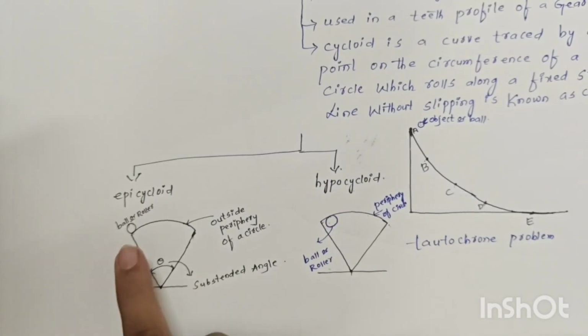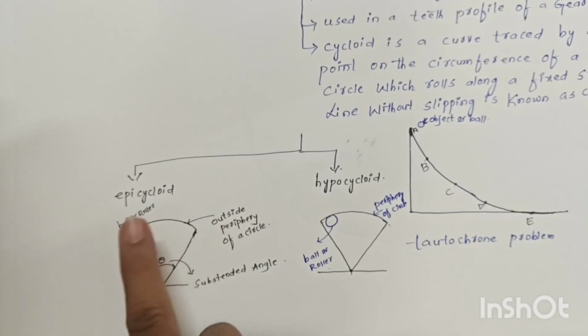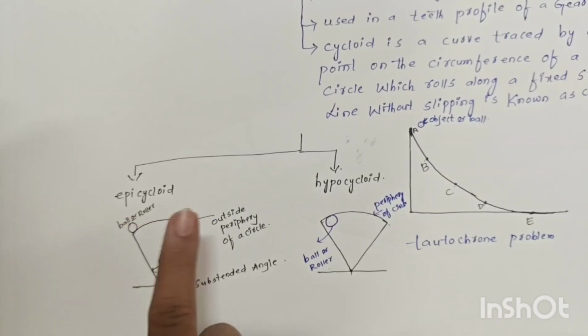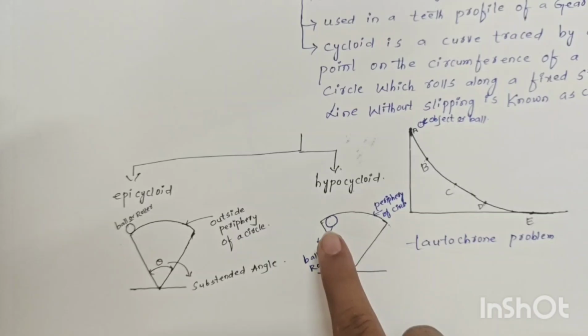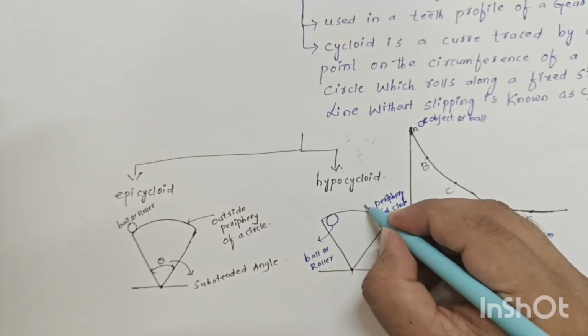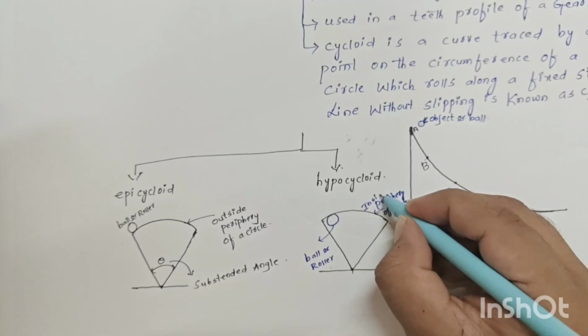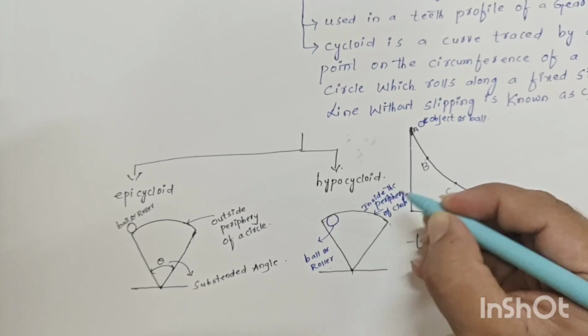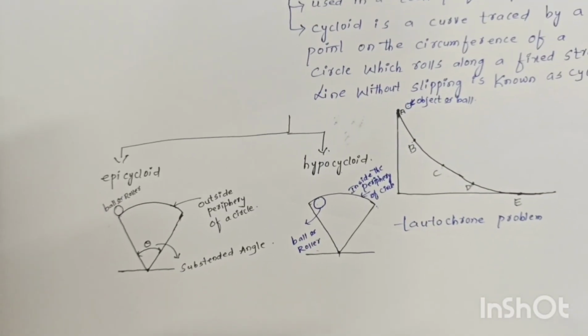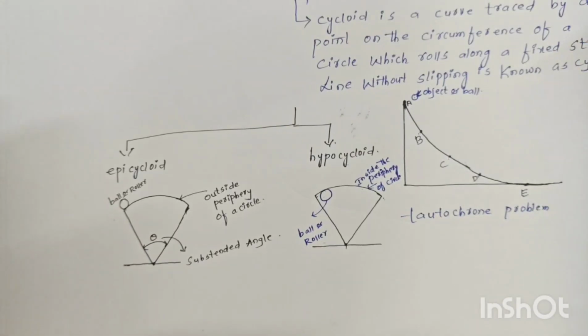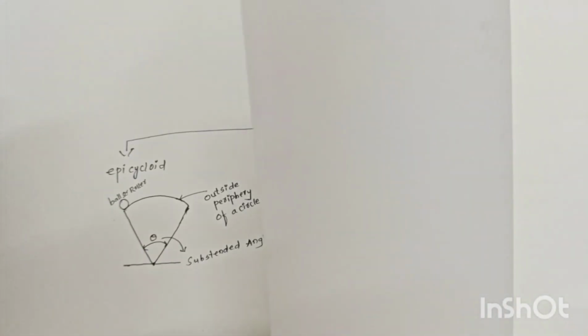Epicycloid is nothing but the ball or roller which rolls outside the periphery of a circle without slipping. Hypocycloid is the one in which the ball or roller rolls inside the periphery of a circle without slipping as it moves from one place to another. Okay, we are going to solve the next problem on the cycloid.